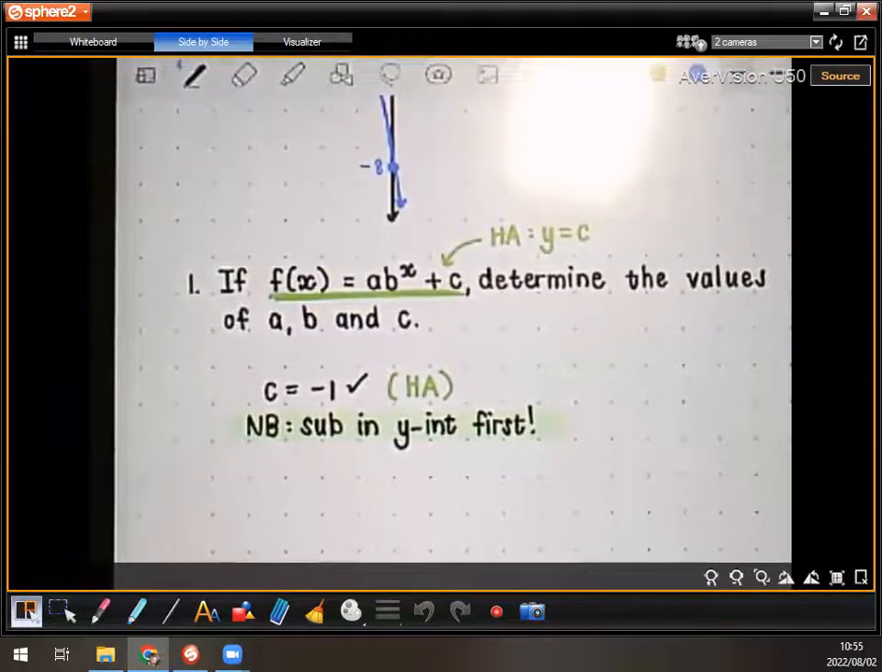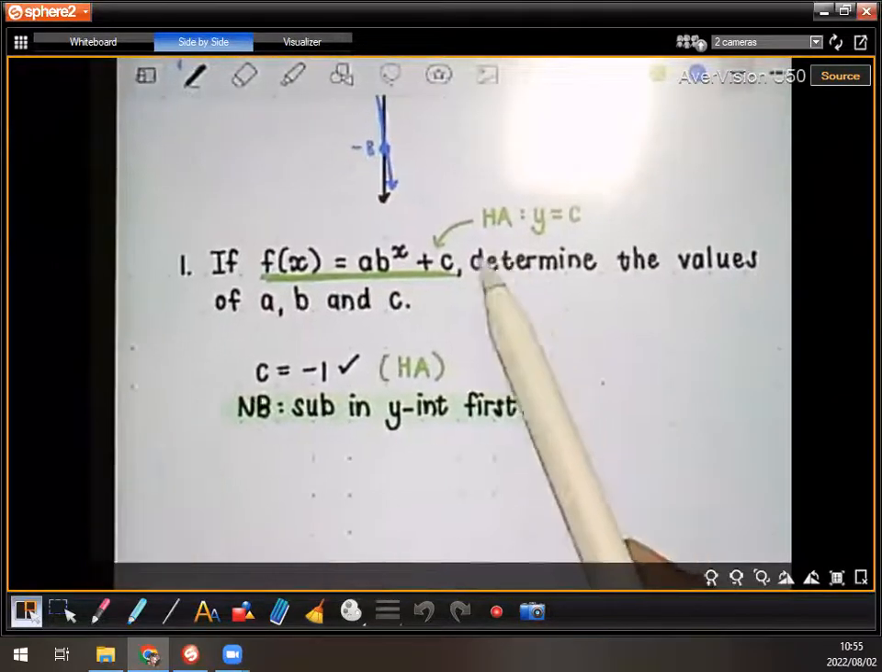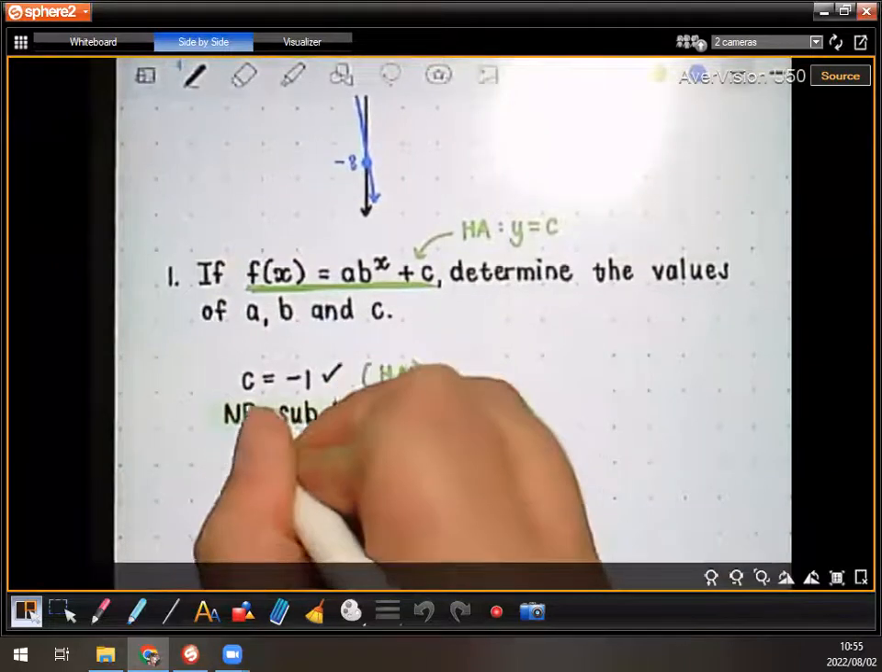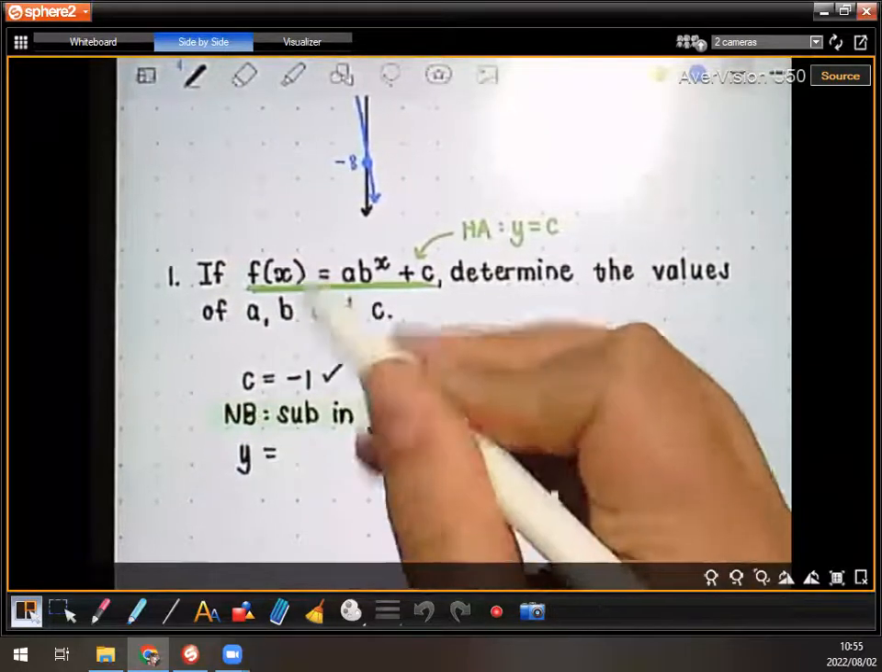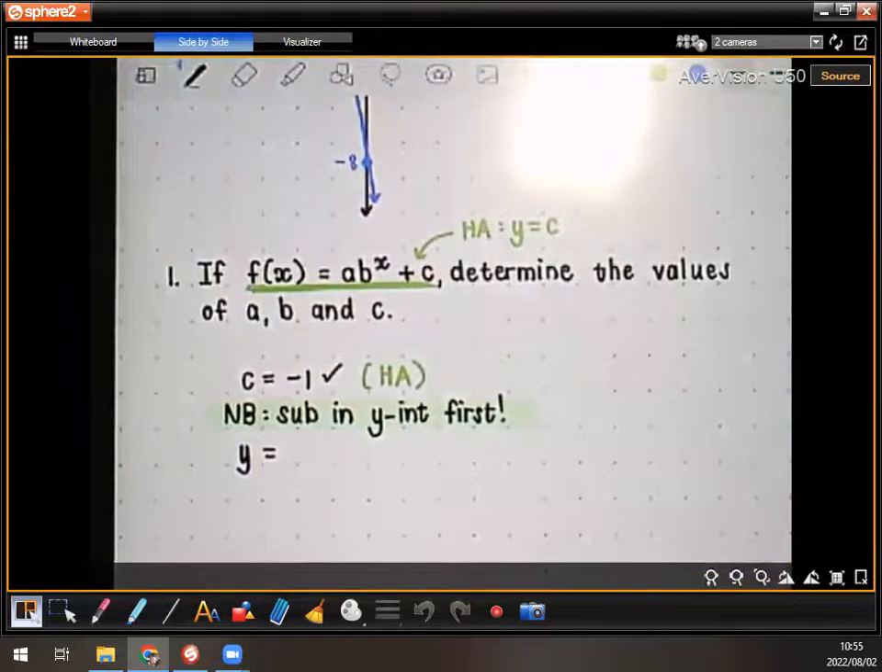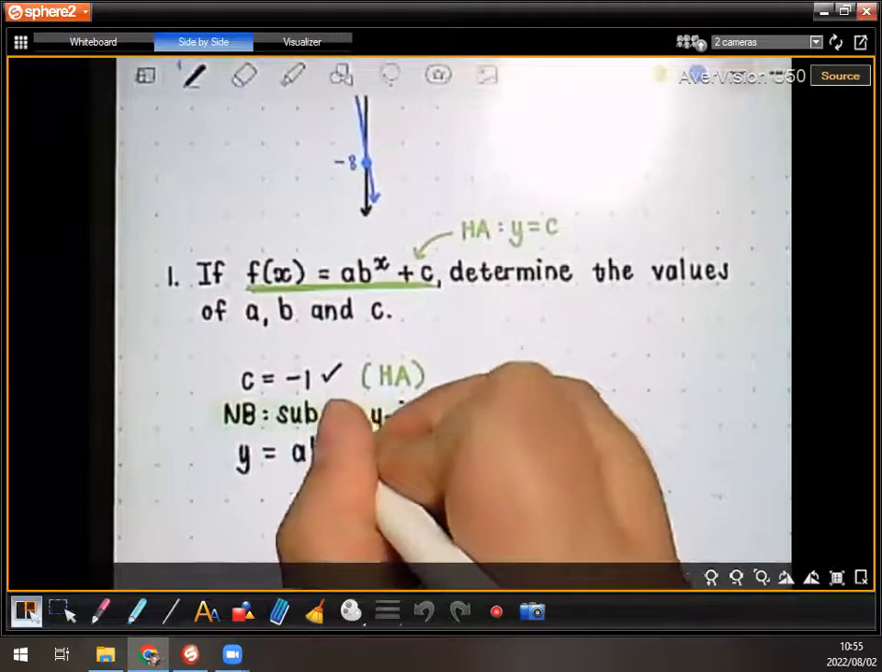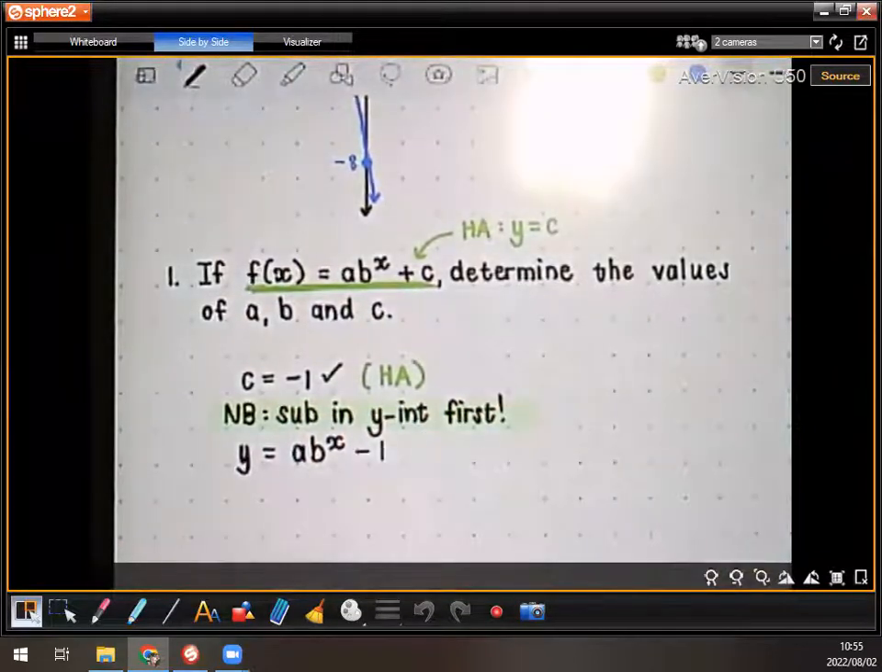Before we do that, let's just rewrite this equation because we've already found C, right? So let's rewrite the equation with the C value actually written in. Do we remember that f of x is the same as y? Okay, so we're going to write it as y equals a times b to the power of x minus 1. But if we keep writing c, it's going to look like you must still find c, but you've actually already found it. So as soon as you find that c value, rewrite your equation with that value in.